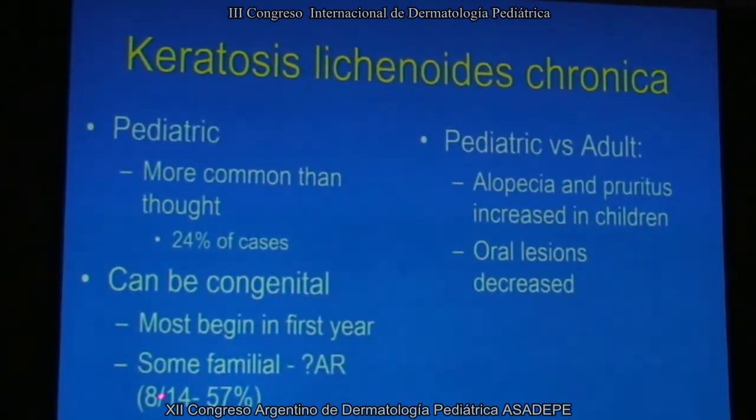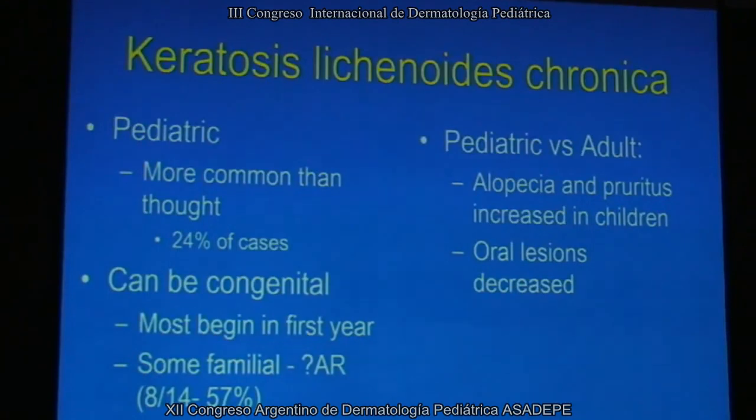In one report, 8 of 14 patients had a family history, suggesting possible autosomal recessive inheritance. And so I think if anyone has patients with keratosis lichenoides chronica, genetic testing or genetic study of those families would be very interesting.